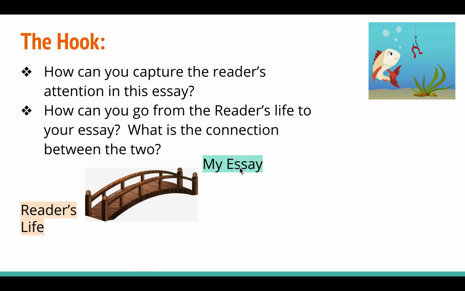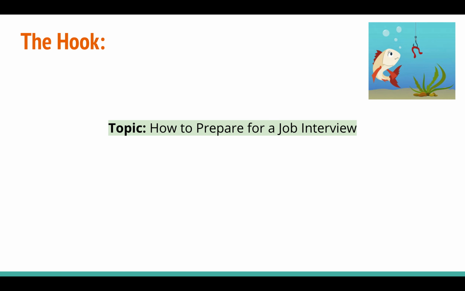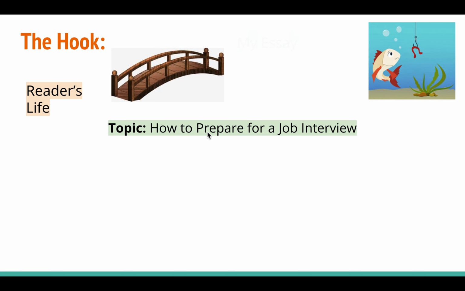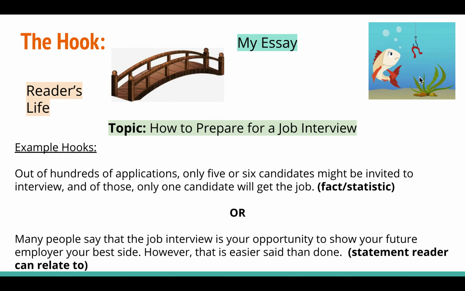Let's look at an example of a topic and a couple of hooks that can do these two things. So my topic is how to prepare for a job interview. This is a process essay because it tells me how to, right? Again, if I'm thinking about going from my reader's life to my essay, and I'm also thinking about attracting my reader with something interesting that they will relate to, I might go with one of these hooks. So these are two options, right? I won't use both, but I'll just choose one.